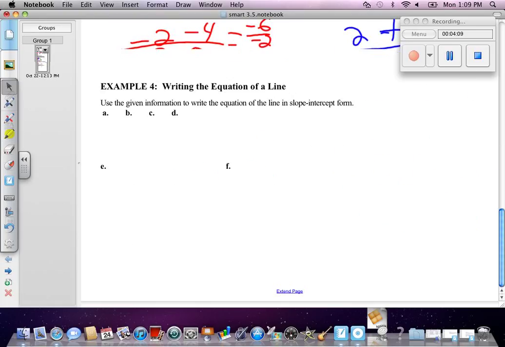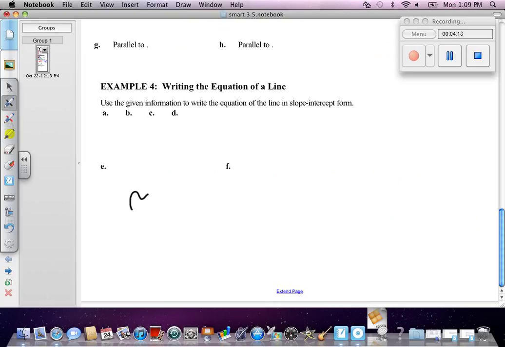Example 4. All right, if I give you a slope and the y-intercept, can you put it in slope-intercept form? If I say the slope is negative 2 and the y-intercept is 1, can you put that in slope-intercept form? y equals mx plus b? So how would we do it? We say y equals negative 2x plus 1.